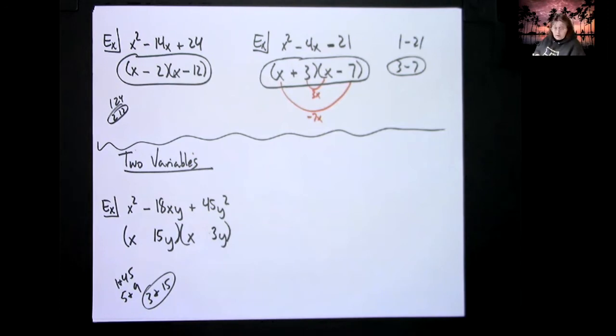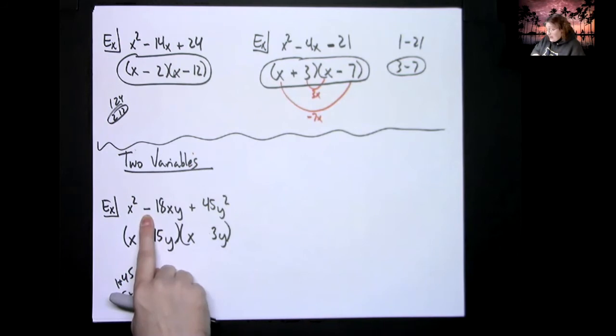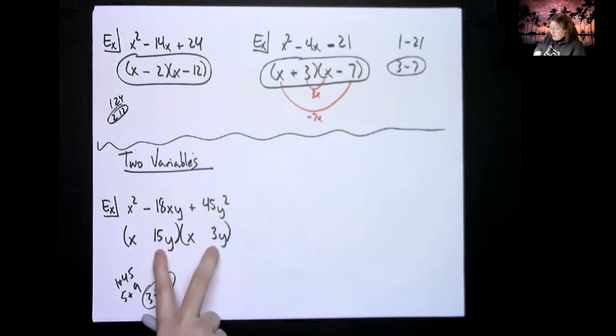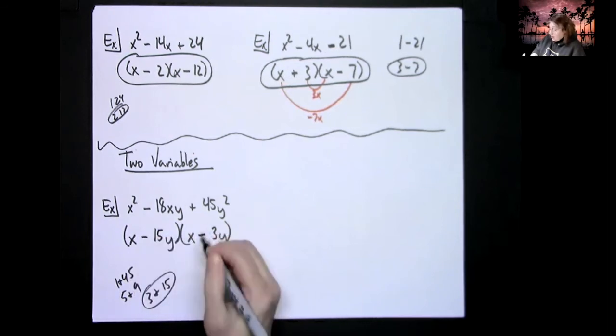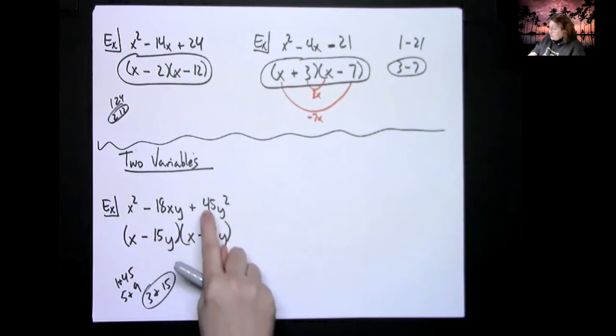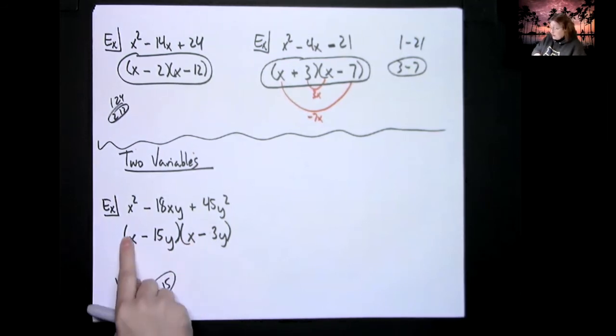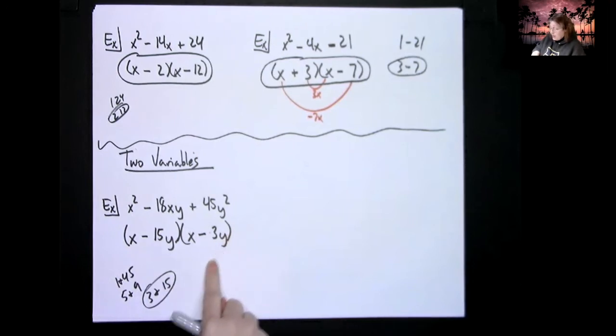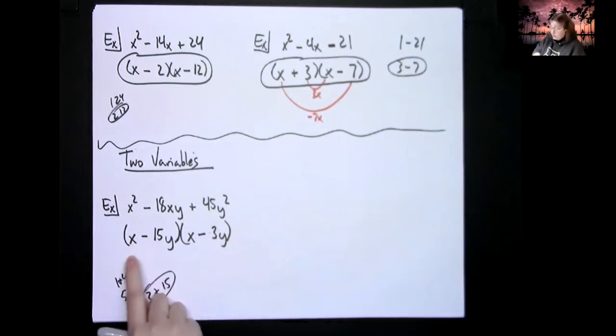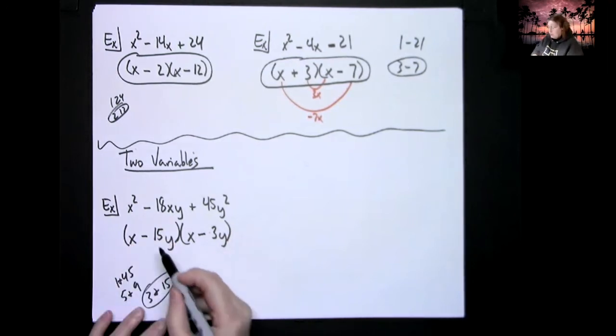Now I just got to figure out signs, right? This is like the one we did at the beginning. I need a negative 18. I've got to add these to get a negative 18. They both have to be negative. Okay. Negative times negative gives me the positive 45. And then this gives me a negative 15xy. This gives me a negative 3xy. Those are like terms. When I add them, I get the negative 18xy in the middle.